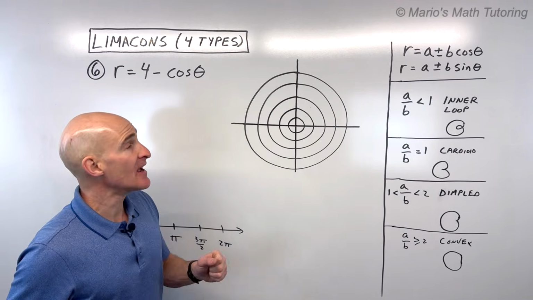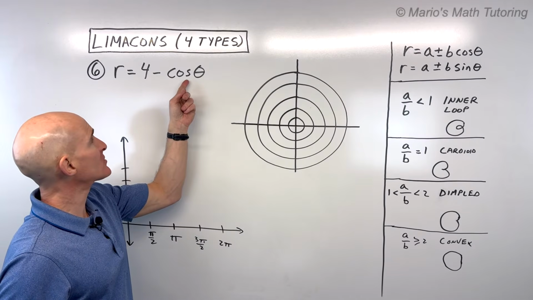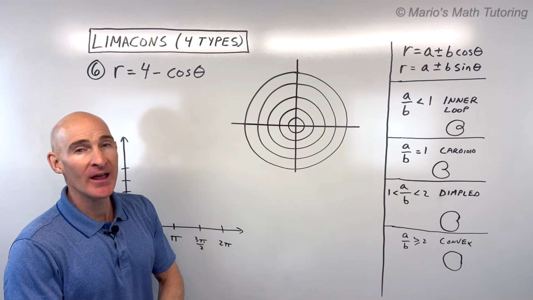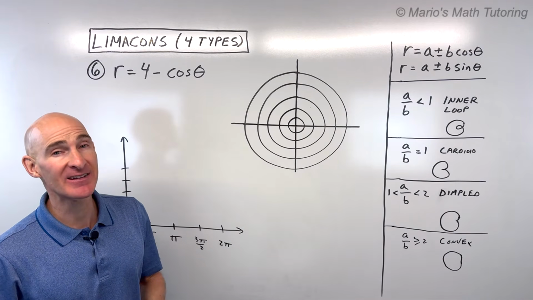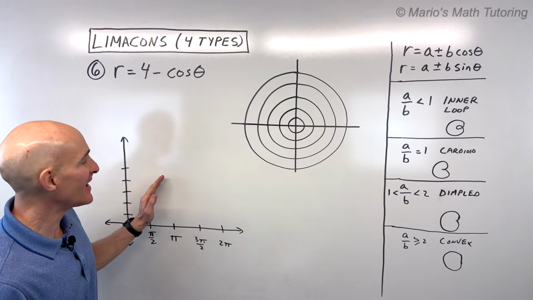See if you can do number 6 now. r equals 4 minus cosine theta. So go ahead and pause the video. It's good to practice even if you make mistakes. You'll learn from those mistakes. Remember, math is not a spectator sport. We want to get in the game, right?